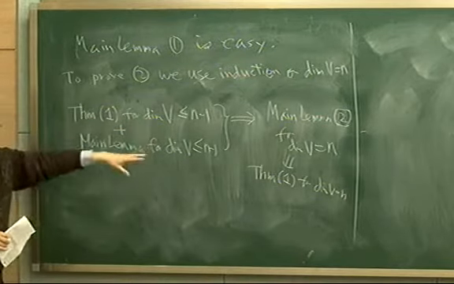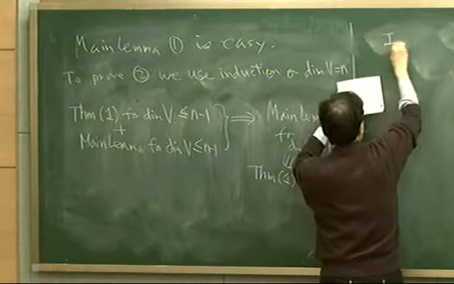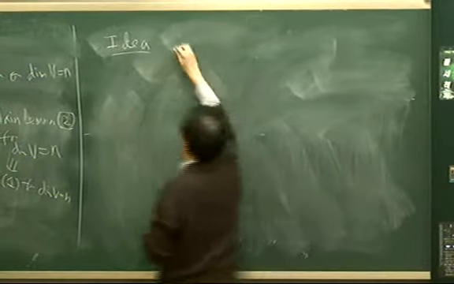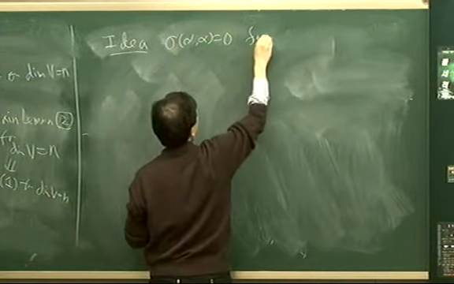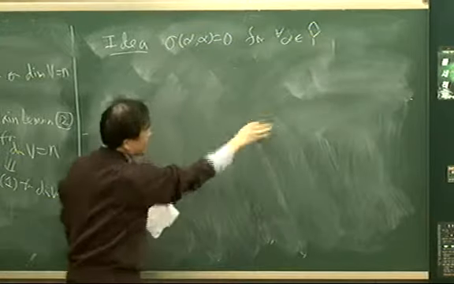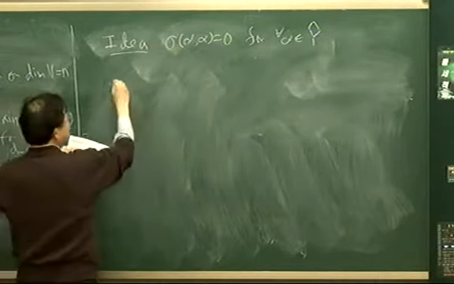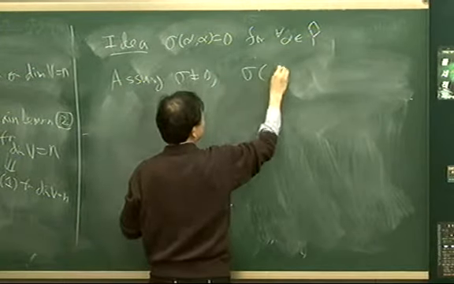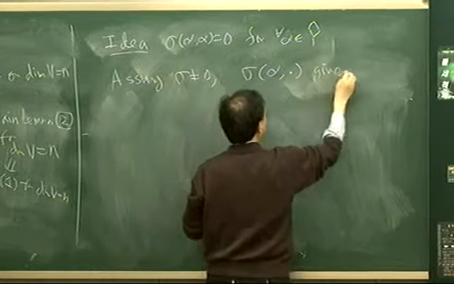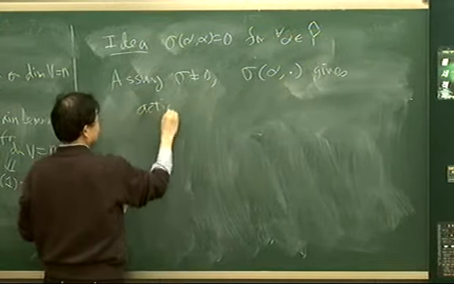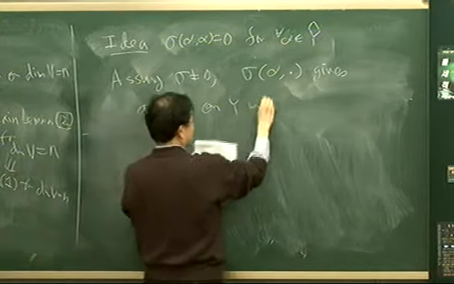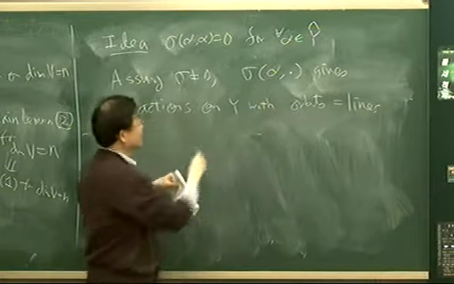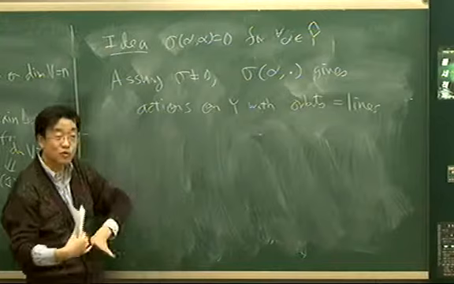Now, why is this kind of induction needed? So the key idea is this. What you have to show is sigma alpha equals 0 for all. You have an object like this, and you'd like to show this is 0. How to do this? Assuming this is non-zero, these automorphisms give actions on Y with orbits. Orbits are lines. You can check that this endomorphism induces an automorphism of Y whose orbits are lines.